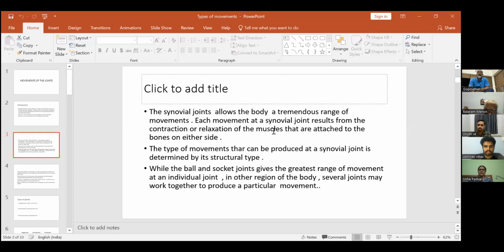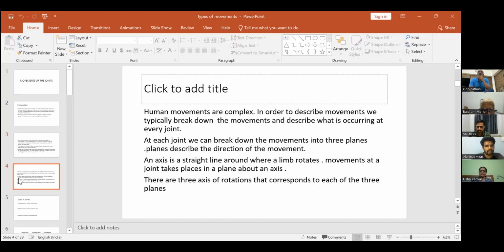The relaxing muscle is attached to the bones on the other side. The types of movement that can be produced at a synovial joint are seen in the gliding joint, pivot joint, hinge joint, and the ball and socket joint, and there are six types of synovial joints. The ball and socket joint gives a greater range of motion at an individual joint. In other regions of the body, there are several joints that may work together to produce a particular movement.